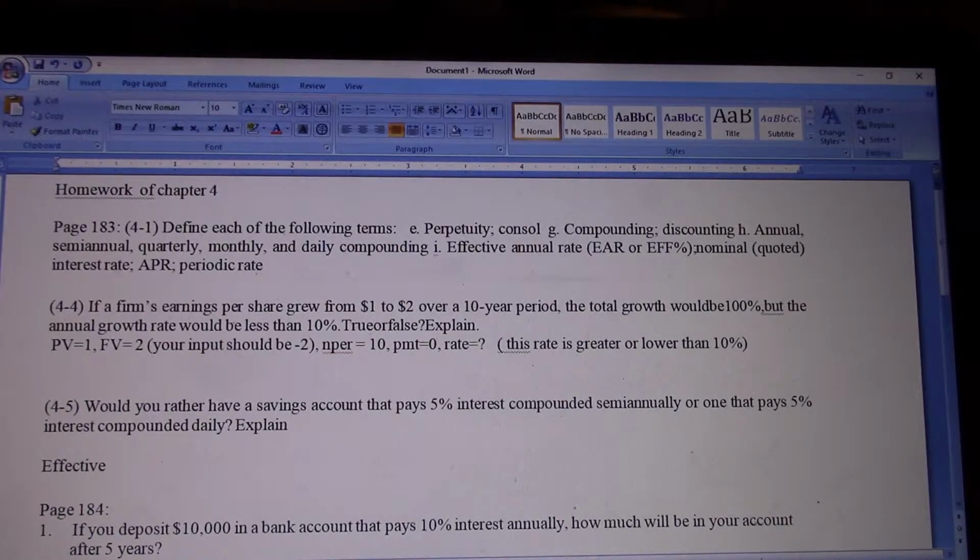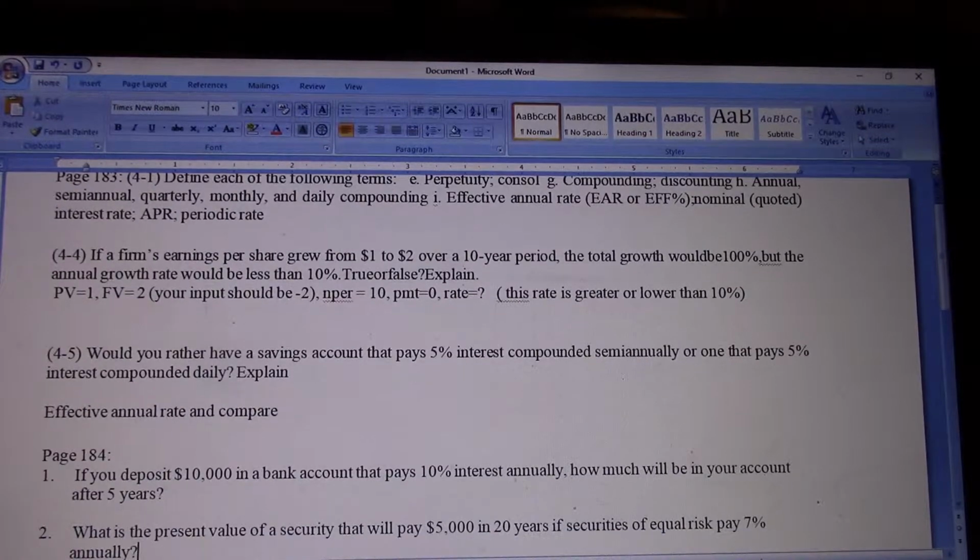But for this kind of question, you can always calculate the effective annual rate and then compare, because the effective annual rate tells you how much the rate is in a year. Because the 5% paid semi-annually and the 5% paid daily, the effective annual rate wouldn't be the same. So after you calculate the effective annual rate, you can see which one is higher. Of course, it's the 5% interest rate compounded daily, right?